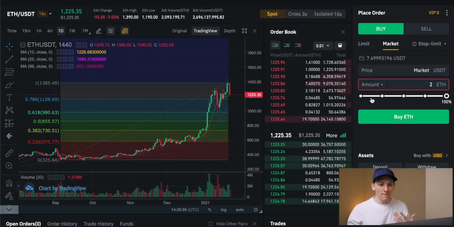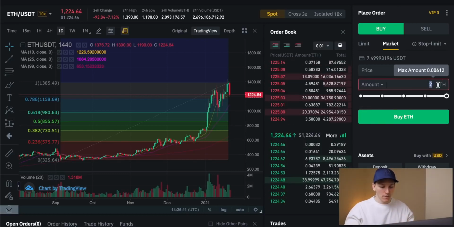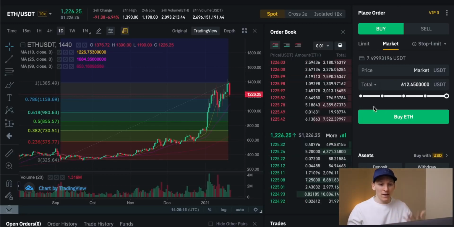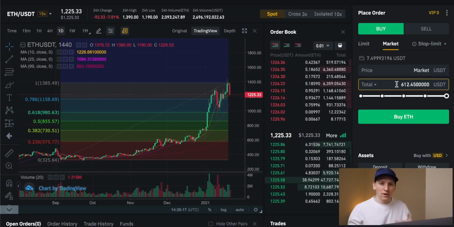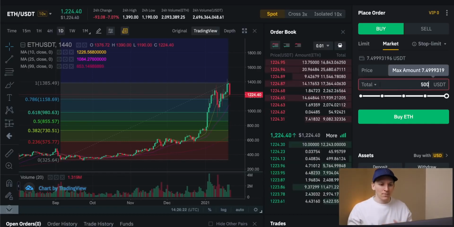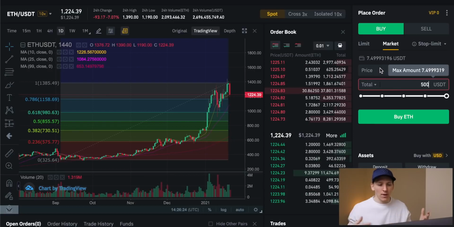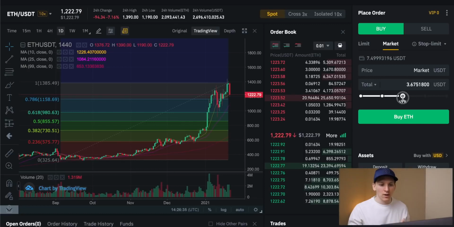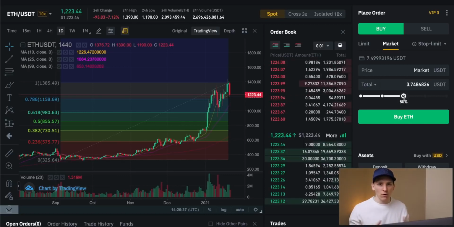So rather than the amount, which is I want to buy 0.05 or something Ethereum, you can say I actually want to spend, because this is in US dollar tether, you know how much you're spending. I want to spend 500 USD, and then it will go through and essentially buy that much worth of Ethereum, but you don't know the price. You can also come down and use this slider bar. So if you have maybe $1,000 on account or 1,000 USDT on account, you can go ahead and buy 50% of what you hold, and then that will go ahead and buy it for you.